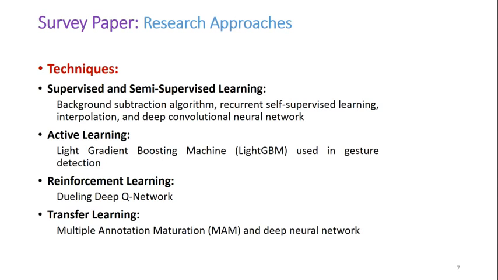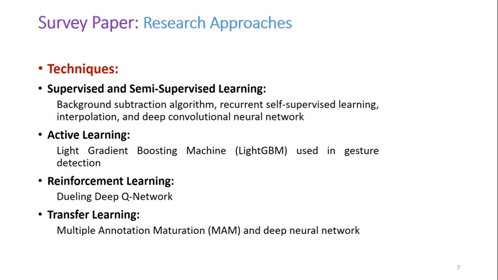So the next technique is reinforcement learning, in which we specify a reward function that tells the algorithm when it's doing well or when it's doing poorly. And it's the job of the algorithm to automatically figure out how to choose good actions. For example, Dueling Deep Q network is a reinforcement learning algorithm.